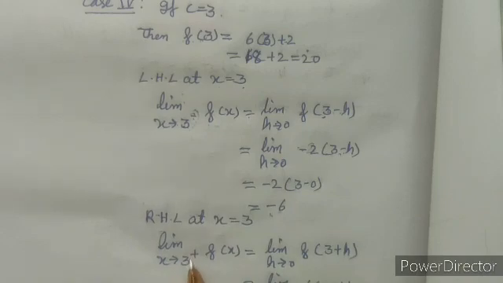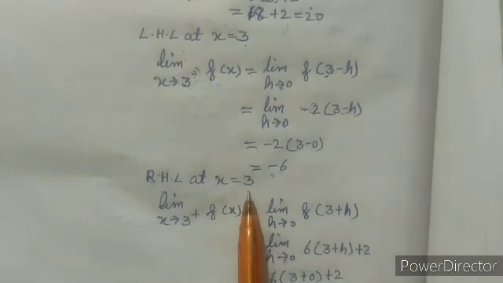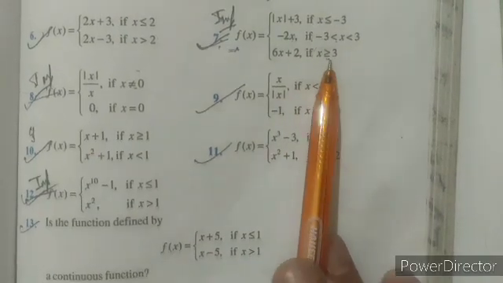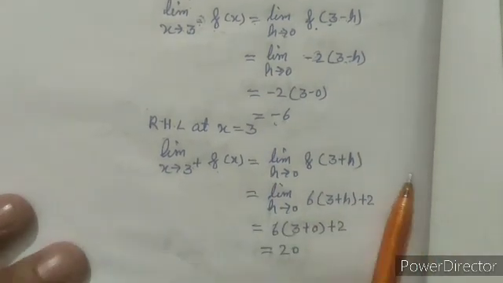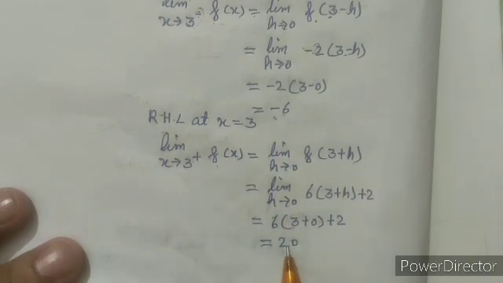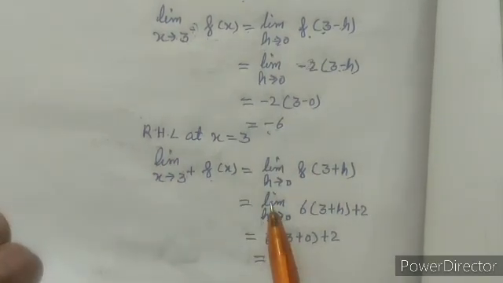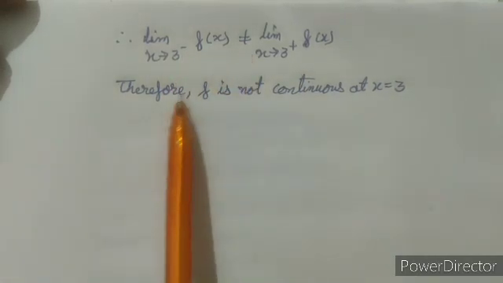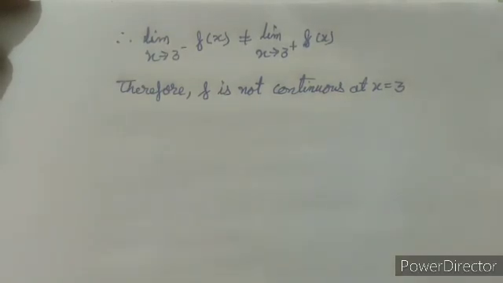Now the right hand limit will be limit x tends to 3 plus f(x), and that will be limit h tends to 0 f(3 plus h). Now 3 plus h means greater than 3, and for greater than 3 the value of the function is 6x plus 2. So we will take the function as 6x, x was 3 plus h, plus 2, and on putting the value of h as 0, we get the value of the function as 20. Now as we see here, the left hand limit and right hand limit are not equal at x equal to 3. So the function f is not continuous at x equal to 3.